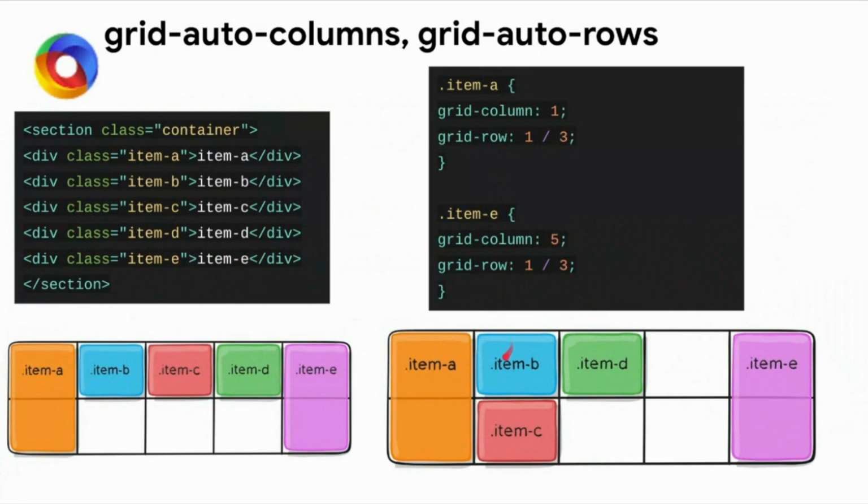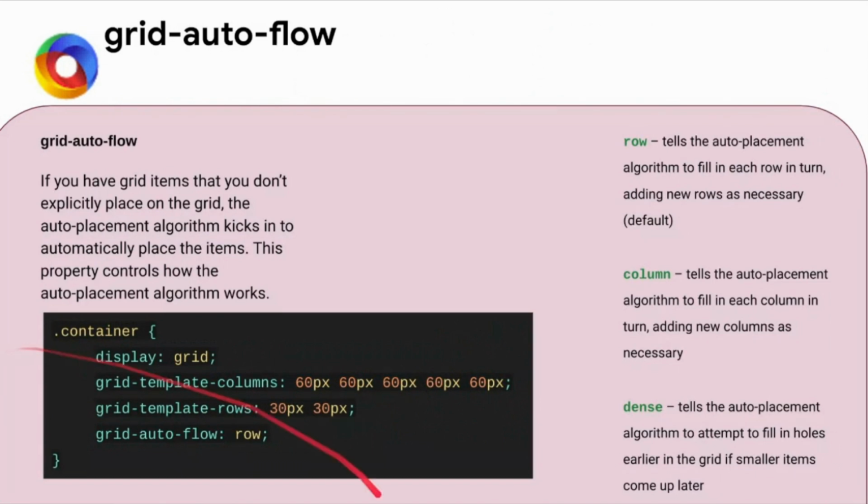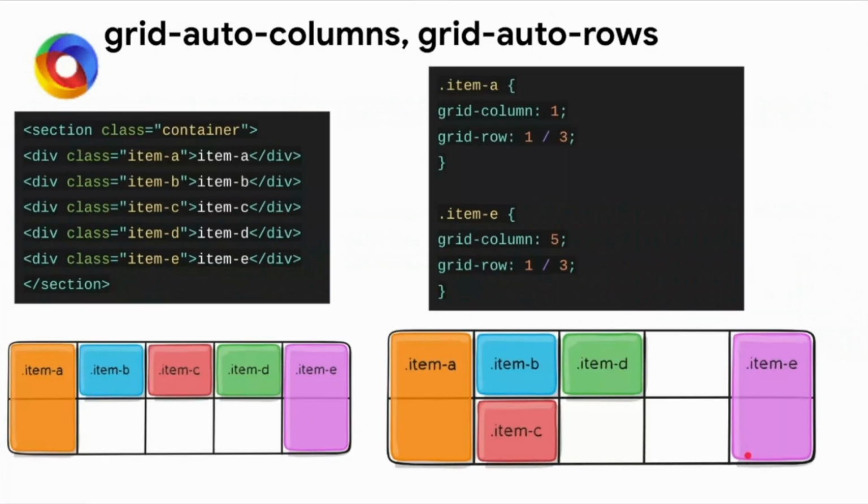If I put column, it will place each of the items column-wise. So here it will be item B, then item C, then item D. It will start from the column way. There is one more thing called dense. So what exactly would dense do? Dense is the way it will attempt to fill via the sides.